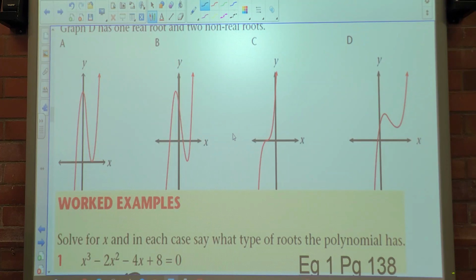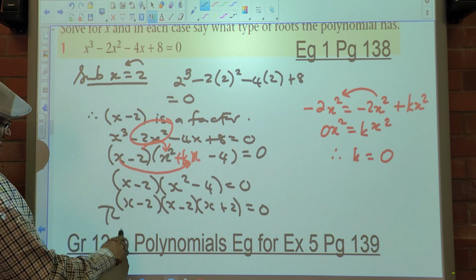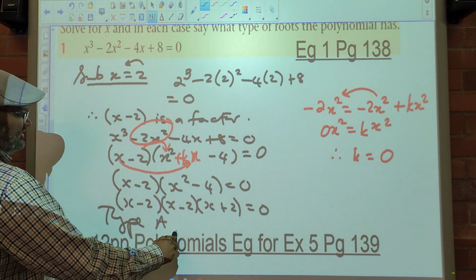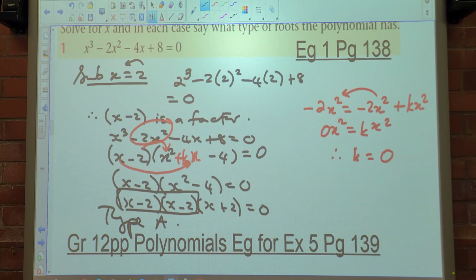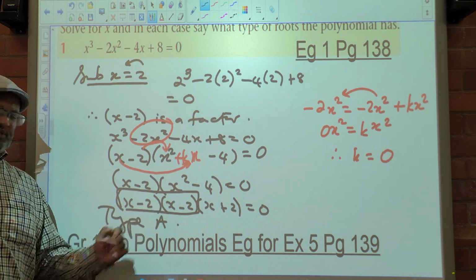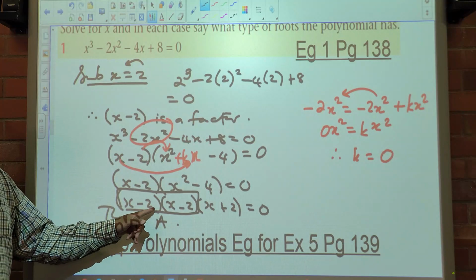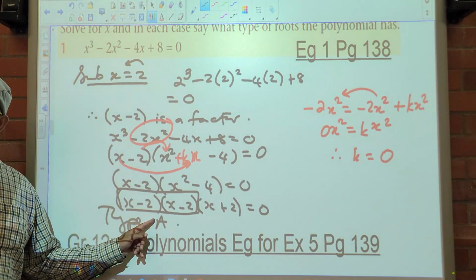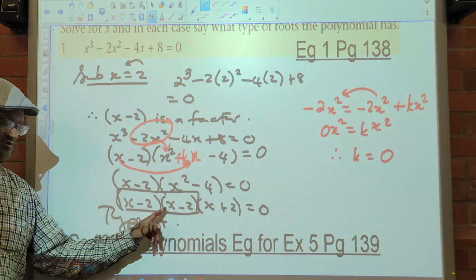Anyone? What do you say? Oh, A. So it will be type A. Why? Because that is a 2-in-1 solution. Okay, so you will have 3 real roots where 2 of the roots are equal. So this graph will actually bounce off the x-axis. Okay, it will bounce off where? At x is equal to 2.